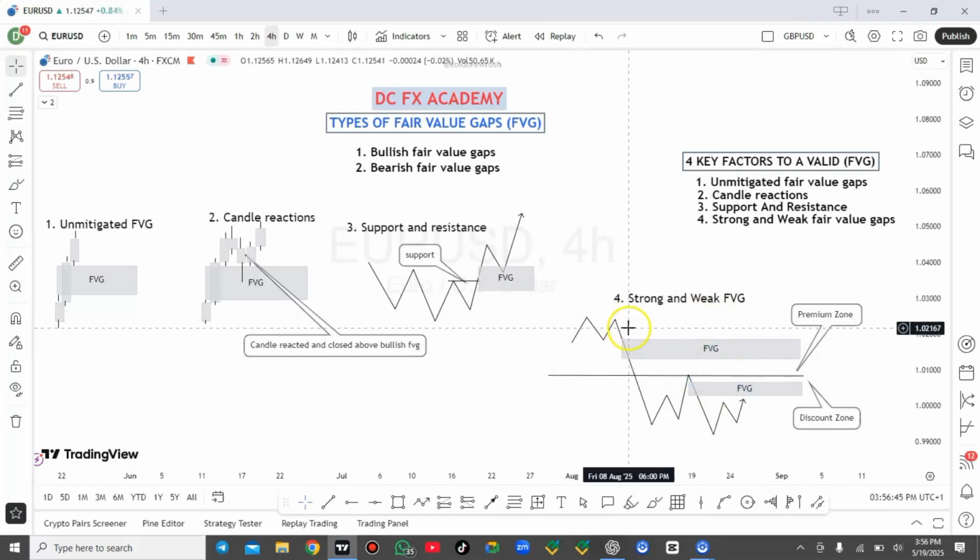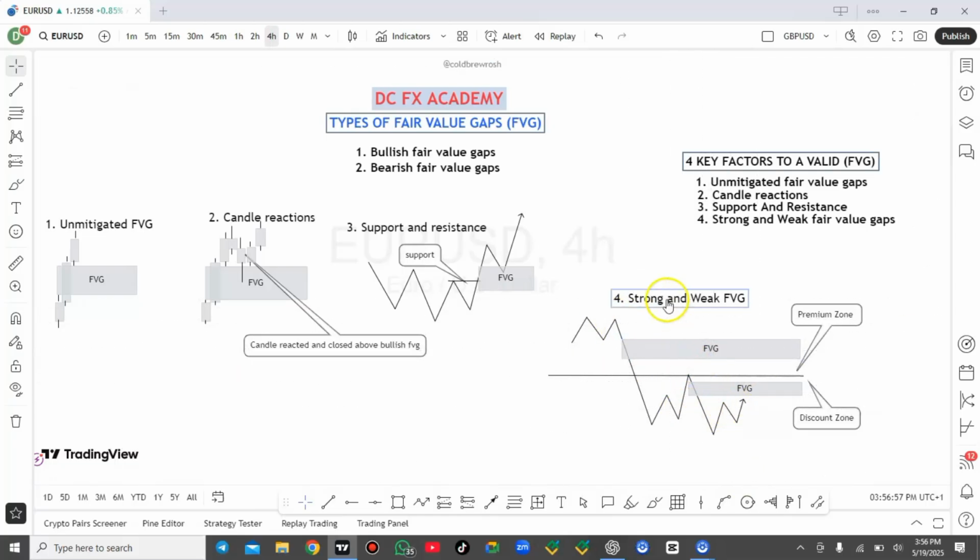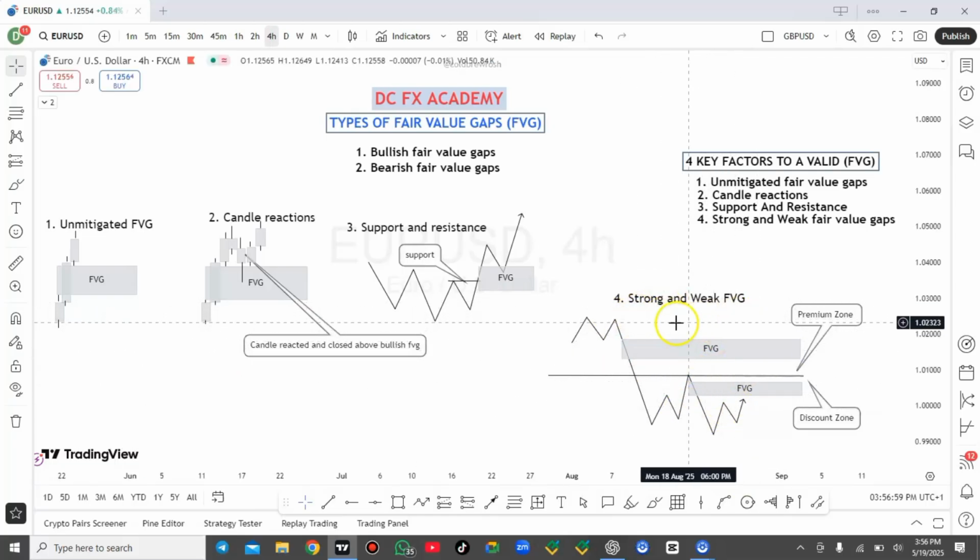Also in my next video, stay tuned, I'll be giving you guys, for the newbies in the house, a good tool that you can use to identify a fair value gap that is in a premium or a discount zone. I will do that video next. That will be my next video, and also my liquidity video is coming up next.